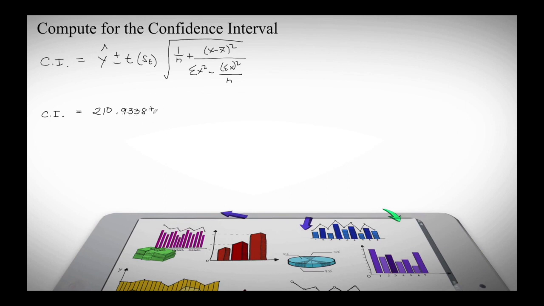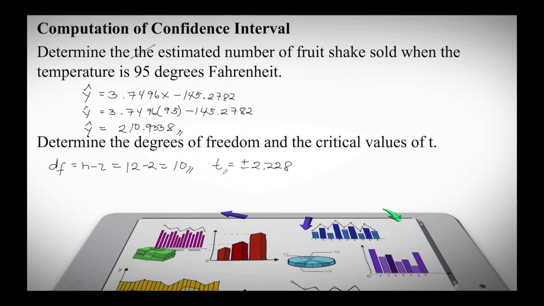So let's have it here, 210.9338 plus and minus. Bakit plus minus ang ginamit natin na T critical value? Dahil we are talking here all about confidence interval. And when we say confidence interval, we have there the lower limit and we have the upper limit. So, meaning, yung upper limit, this will be the plus, no? Yung lower limit, ito yung magiging minus. Kaya plus minus po ang kinuha natin na values for T critical. Okay? I hope you get it.